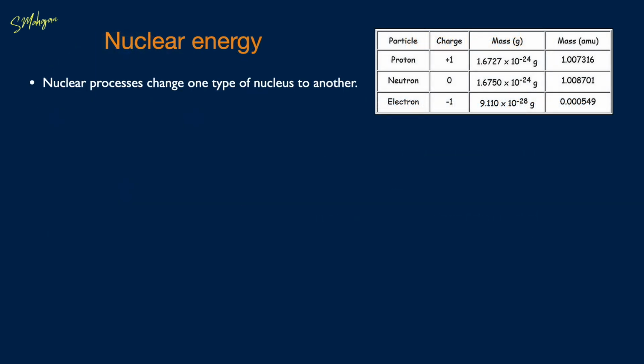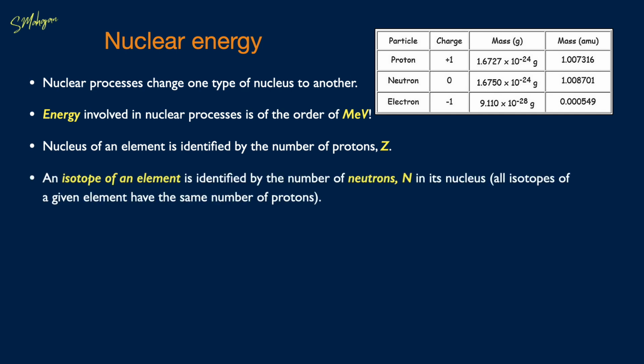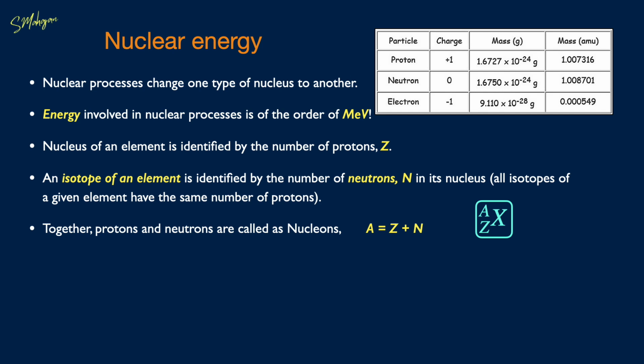Let's do a quick recap of what we have learnt about nuclear energy in high school. We know that nuclear processes change one type of nucleus to another. Energy involved in nuclear processes is of the order of mega electron volts. The nucleus of an element is identified by the number of protons it has, which is represented by the capital Z. An isotope of an element is defined by the number of neutrons in its nucleus. All isotopes of a given element will have the same number of protons but a different number of neutrons. Together, the protons and neutrons are called nucleons and their sum is represented by A.